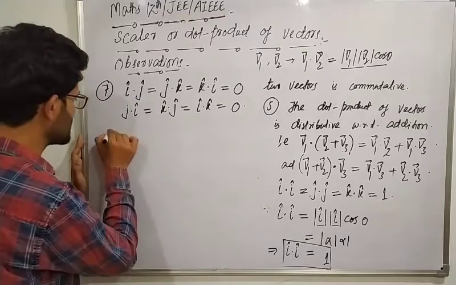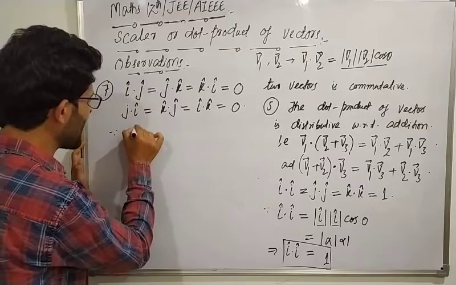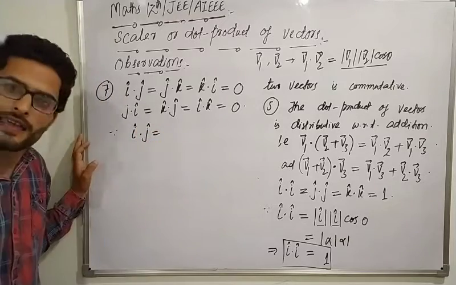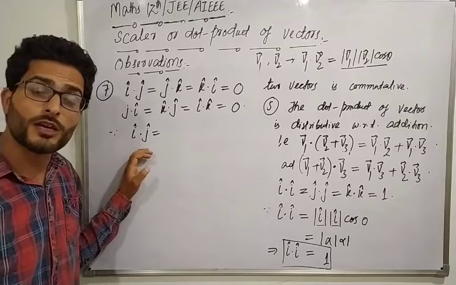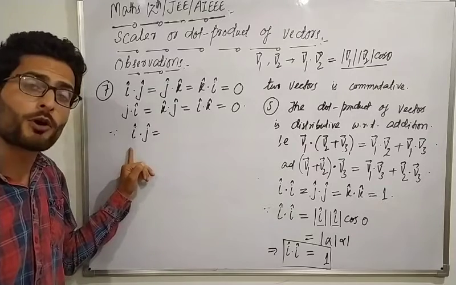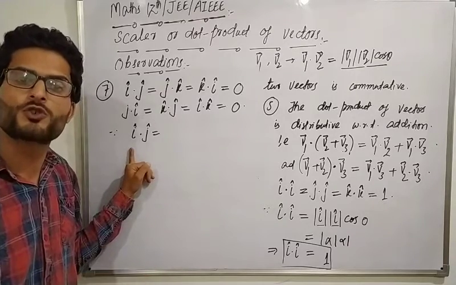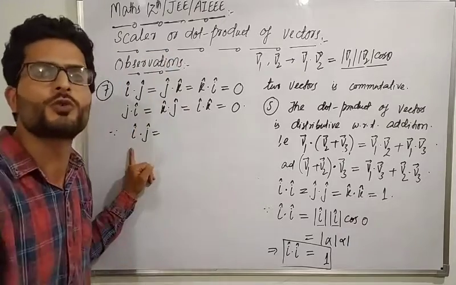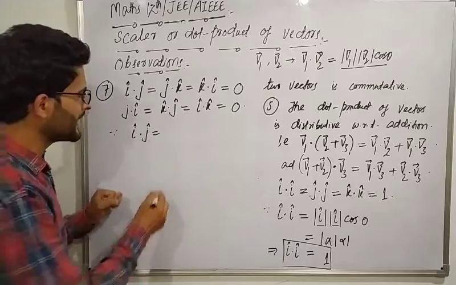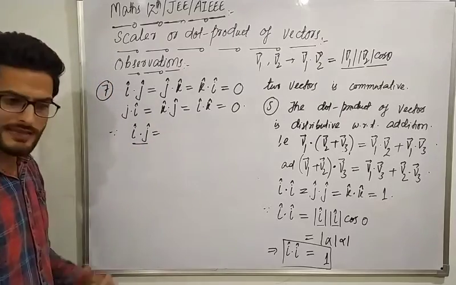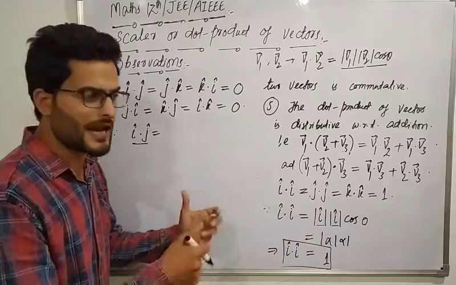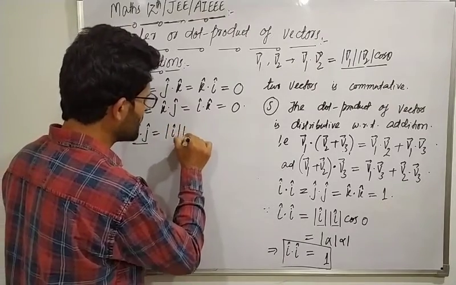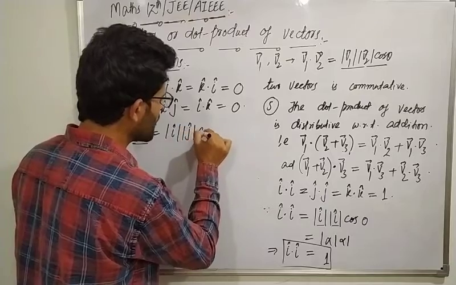ऐसा क्यों जिगरा? बिकॉज अगर हम अप्लाई करेंगे पहले i dot j, the dot product of unit vector i cap with the unit vector j cap, that is the dot product of unit vector along the positive x-axis and with the unit vector along the positive direction of y-axis. तो क्या आएगा जिगरा? Dot product of two vectors again equal to product of their magnitudes and cosine of angle between them. So it is equal to magnitude of i into magnitude of j into cos.